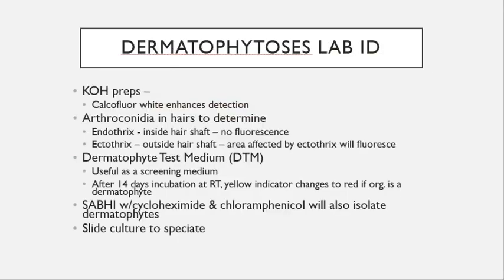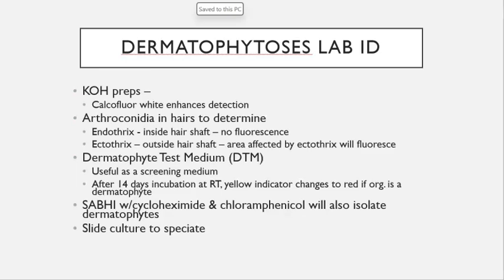For lab ID for dermatophytosis, of course, we can use our KOH preps. The calcofluor white can enhance detection through fluorescence. Arthroconidia in the hairs can also be used to determine IDs and help speciate. Endothrix and ectothrix can also be used to help indicate a dermatophytosis infection. This is an indication of infection either inside the hair shaft or outside the hair shaft. If there's no fluorescence, it could indicate endothrix, or an infection inside the hair shaft. If there's fluorescence, it can indicate ectothrix, or an infection on the outside of the hair shaft.